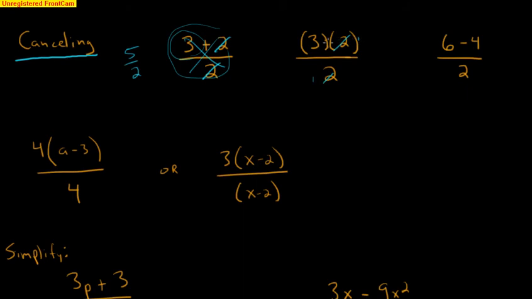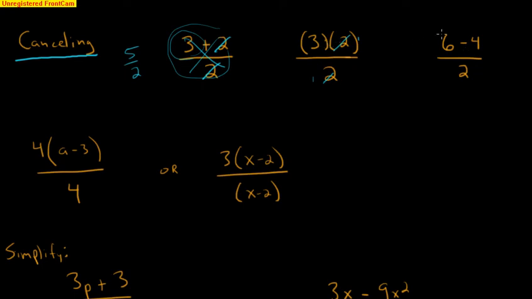So if we're multiplying up here, we can reduce. But if we're adding up here, we cannot reduce. We can't cancel those 2's out. So when we have 6 minus 4, we can't reduce, because that was like our first example here. We can't cancel that out.